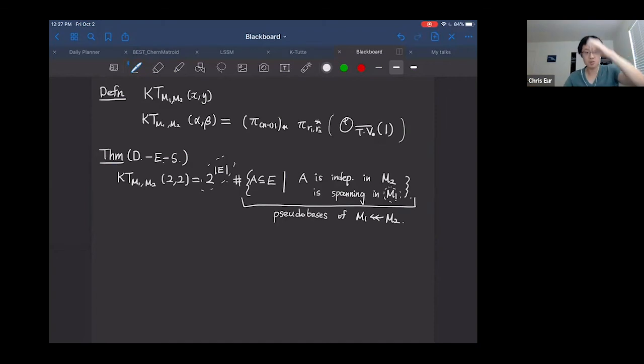So this counts the number of bases somehow when we plug in 2, 2 now. That was the first thing.